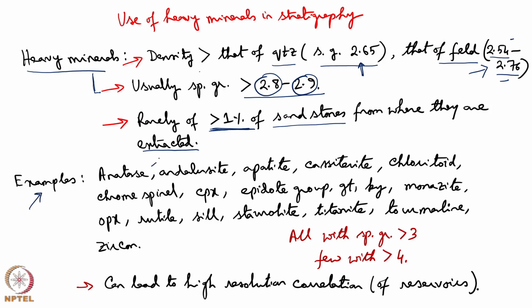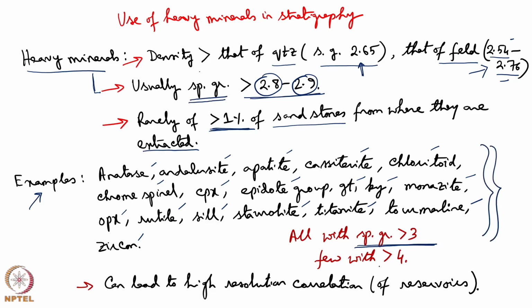Here is a list: anatase, andalusite, apatite, cassiterite, chloritoid, chrome spinel, clinopyroxene, epidote group, garnet, kyanite, monazite, orthopyroxene, rutile, sillimanite, staurolite, titanite, tourmaline and zircon. These minerals all have got specific gravity, in fact more than 3. Note that the usual specific gravity requirement to call a mineral as heavy mineral has to be more than 2.8 to 2.9, and in fact within the list there are some minerals as heavy as specific gravity more than 4.